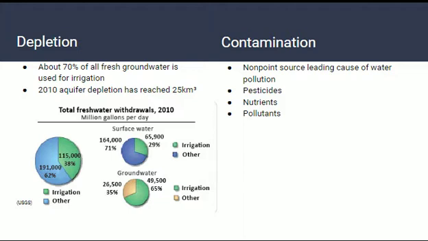As for contamination, conventional farming is a large source of groundwater pollution. The runoff from farms can cause a plethora of water problems, including heavy metal pollution with lead, cadmium, and mercury from the fertilizers, or even excess nutrients running off and causing eutrophication and algal blooms and stuff like that.